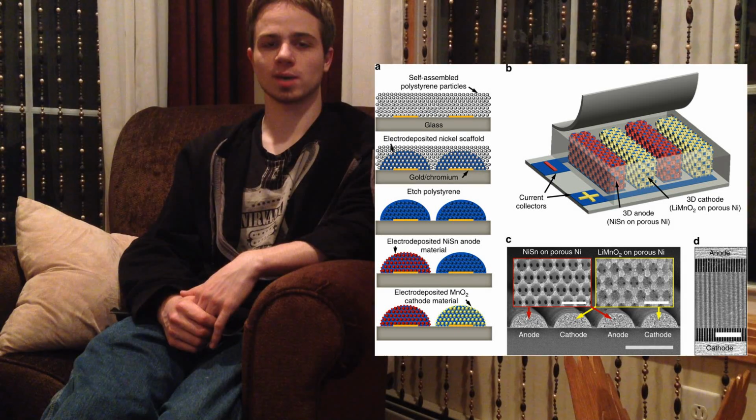Instead of lithium-ion batteries, the anode and cathode are almost two-dimensional. The University of Illinois has designed a new type of lithium-ion battery. It uses a three-dimensional porous anode and cathode. This huge increase in surface area allows for more reactions in a given space.